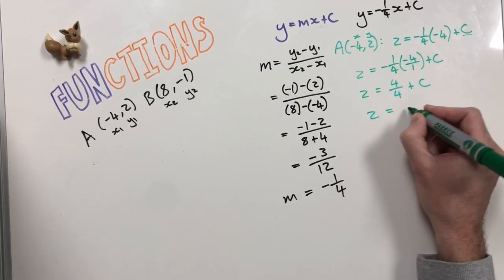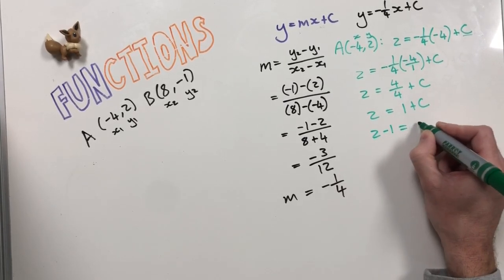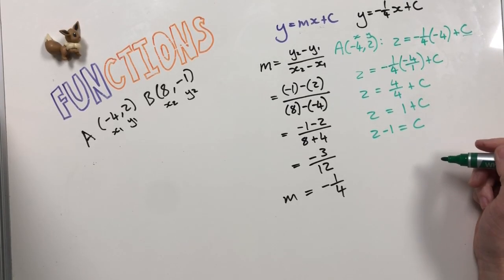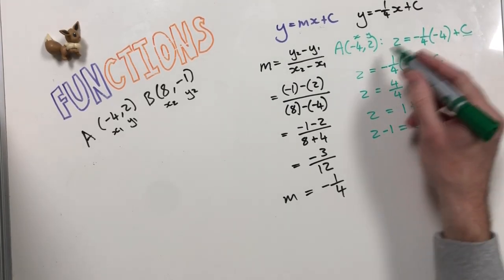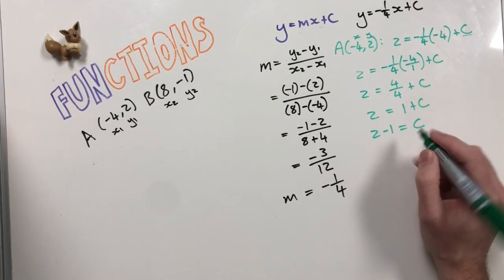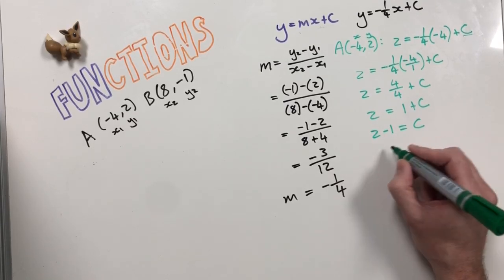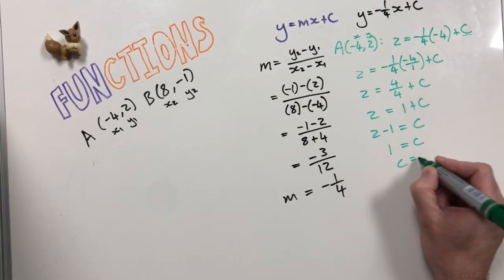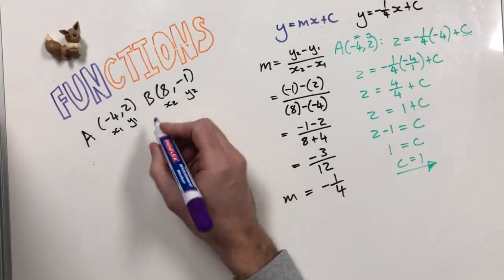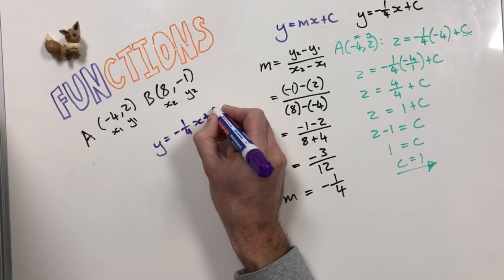So basically I have 2 is 1 plus c, take 1 off on both sides, so 2 minus 1 is c. Again, if you struggle with this, then I suggest looking at the series on rearranging formulas. Doing tricks like this is going to be extremely important for your IGCSE and A levels later, or just math in general, and science and physics. But anyway, 2 minus 1 is 1, so my c value would be 1. So if I wanted to write this equation down, it would be y is equal to -1/4x plus 1.